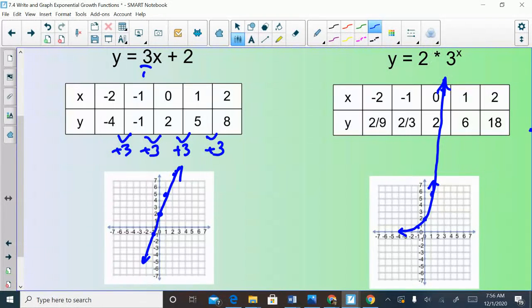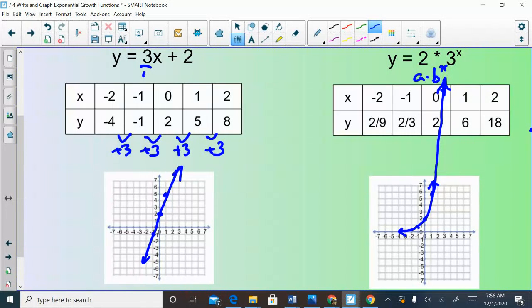Notice, remember, this is a times b to the x power. The a value is what the y value is when x is 0. And the b value is what you're multiplying by every time. 6 times 3 is 18. 2 times 3 is 6. 2/3 times 3 is 2, and we can do this forever.